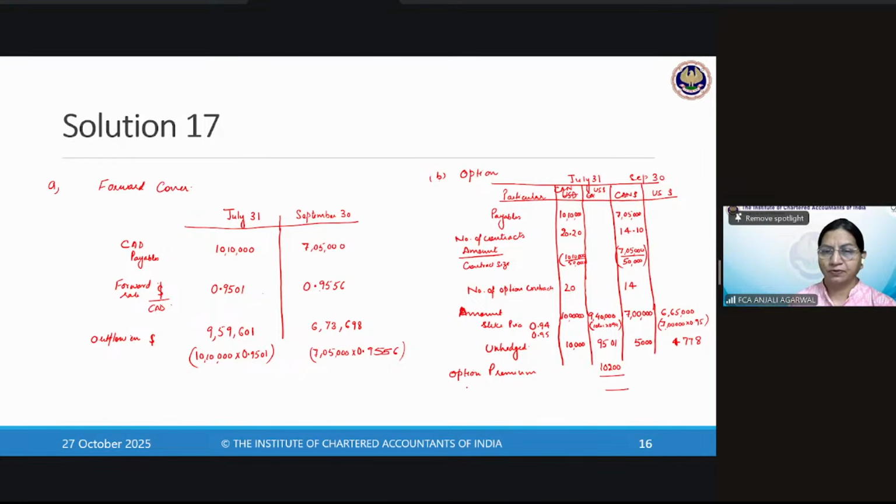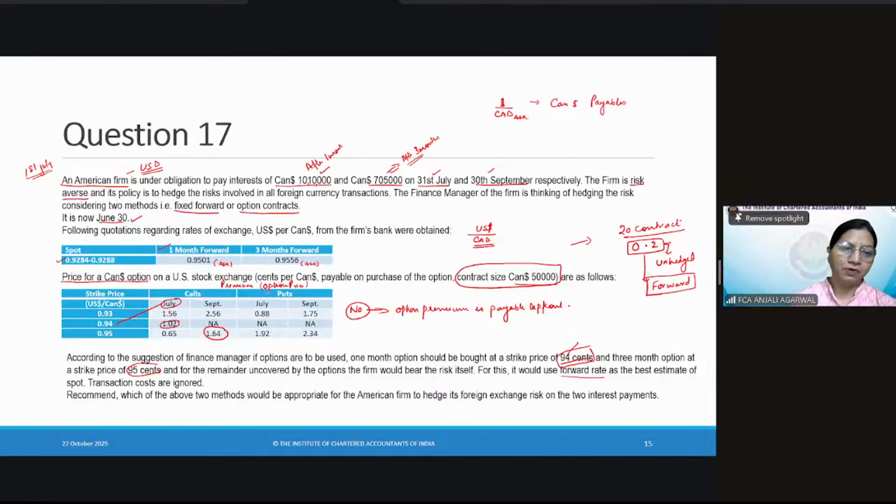So this will be your total out. Remember to calculate the option premium only on 10 lakhs, not on 10 lakh 10,000. And remember that this is cents. Okay. So 1.02 into 10 lakh divided by 100. That would be our option premium for the July.